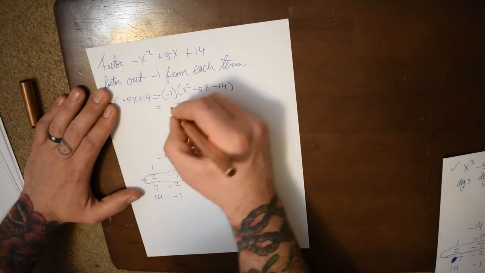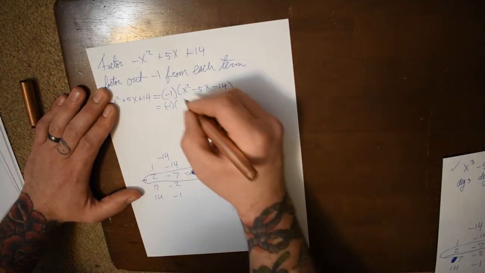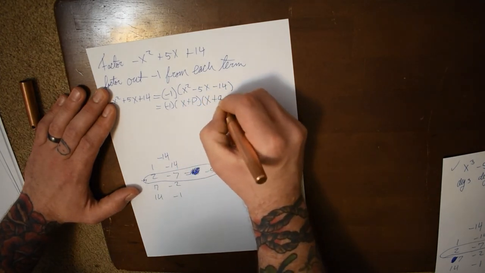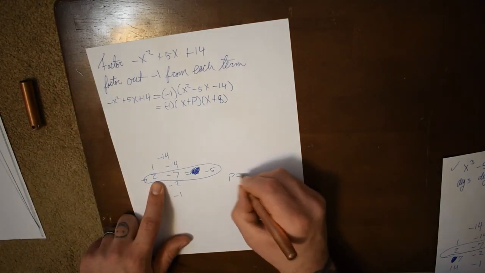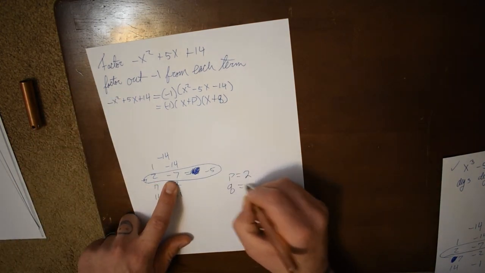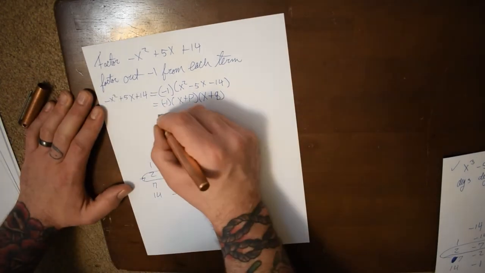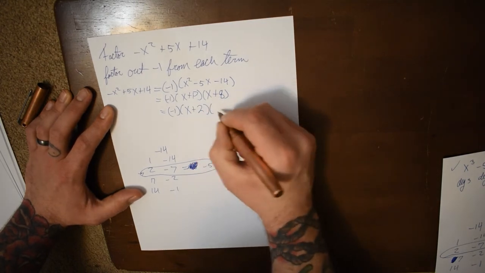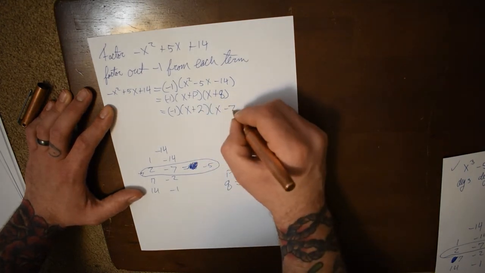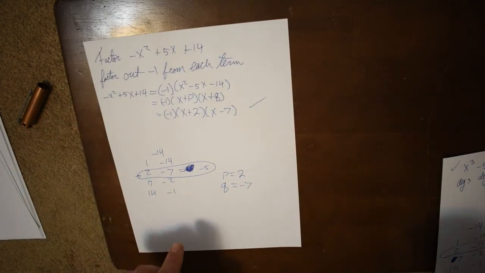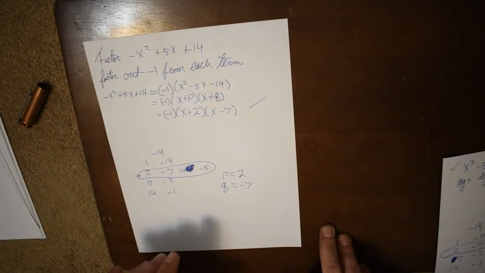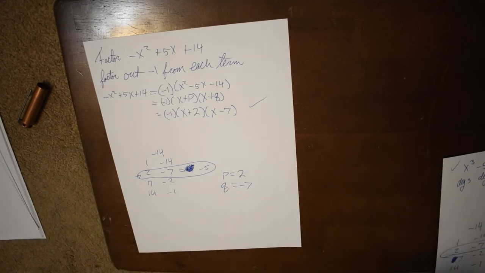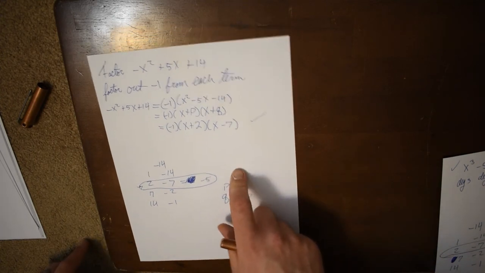Doesn't matter which one we call P or Q. We wanted to factor this thing into a negative 1 times an x plus a P times an x plus a Q. I'll let P be equal to 2 and Q be equal to negative 7. So this is equal to negative 1 times x plus 2 times x minus 7, for our final answer. Oh, I forgot to write the answer down. That's fine. We can always double check this answer.